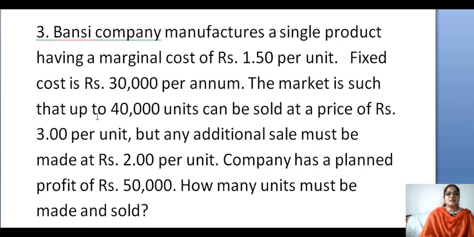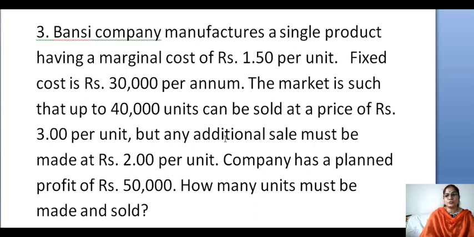The market is such that up to 40,000 units can be sold at a price of rupees 3 per unit, but any additional sales must be made at rupees 2 per unit. Company has a planned profit of 50,000 rupees. How many units must be made and sold? This is a problem which focuses on calculating how many units to be produced to target a particular amount of profit. 50,000 profit to be earned. For that, how many to be produced?